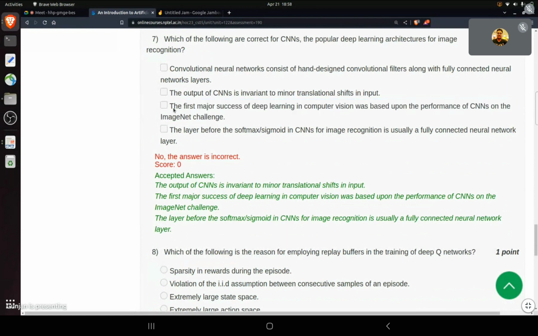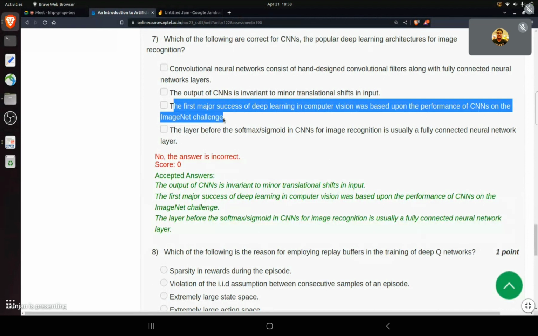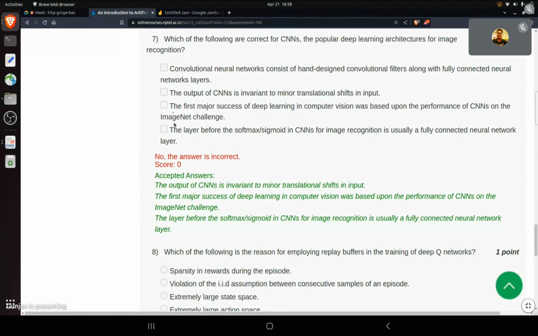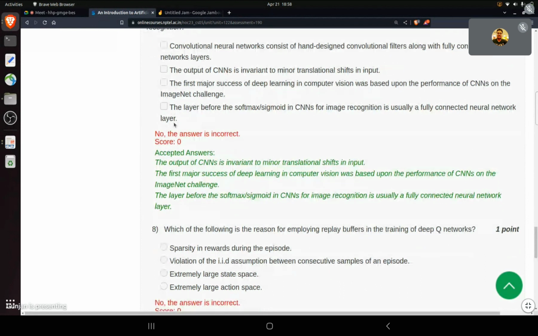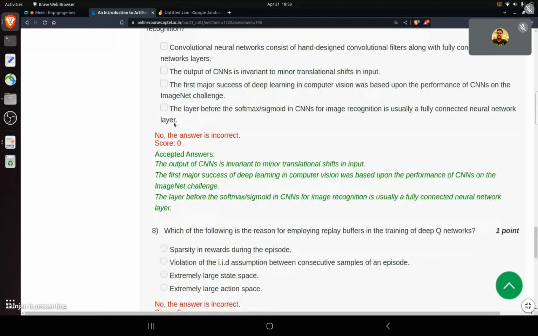The first major success of deep learning was based on the performance of CNN on the ImageNet task. You know the name of the architecture, right? That's AlexNet, I think, in 2012. Yes. The layer before softmax or sigmoid in a CNN for image recognition is usually a fully connected neural network layer, because you flatten and then feed it in.